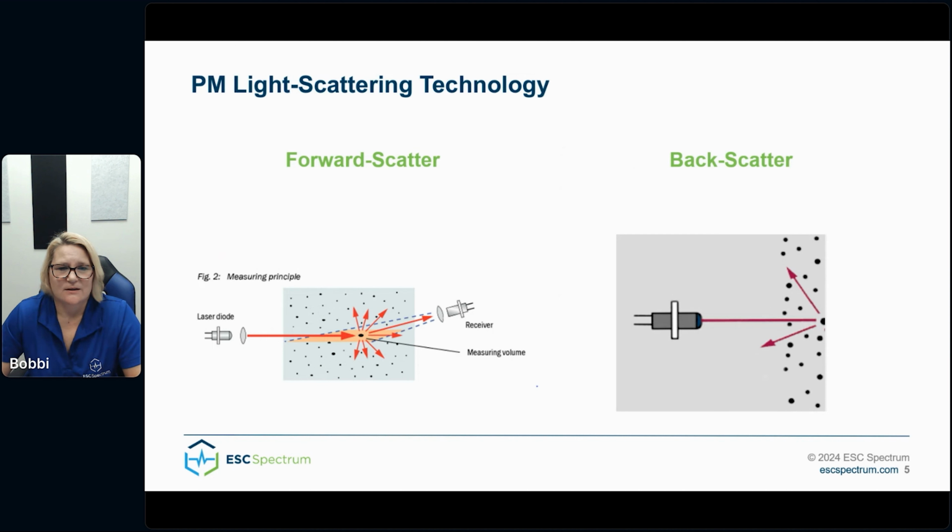Well, light scattering technology is not the only option. It is the most widely used technology. So we'll take a high-level look at light scattering PM CEMS.